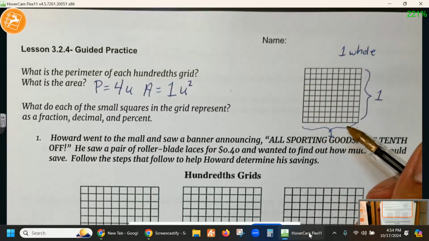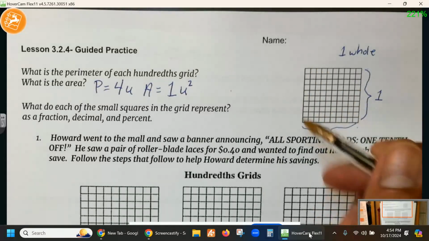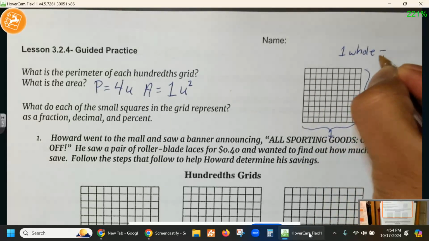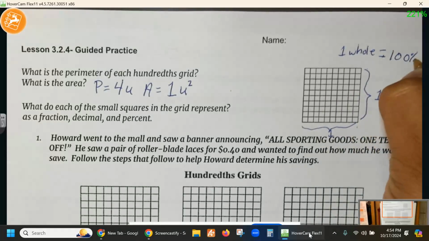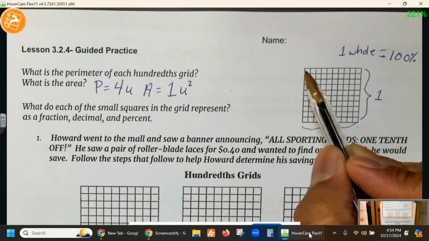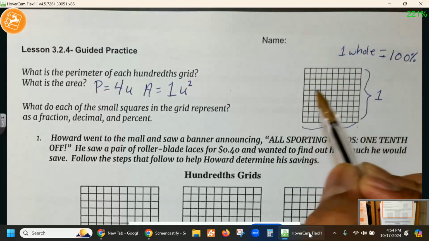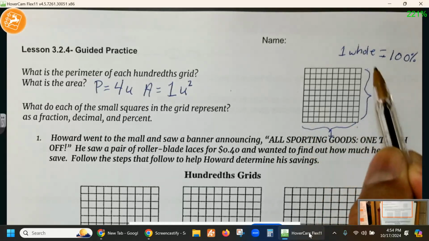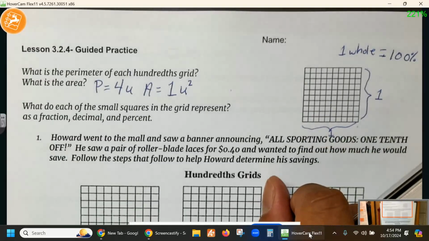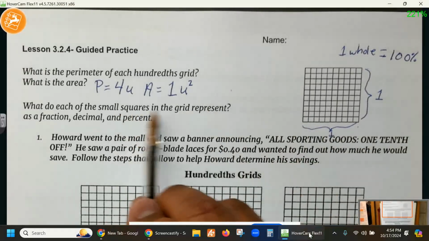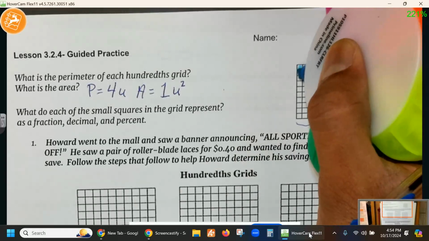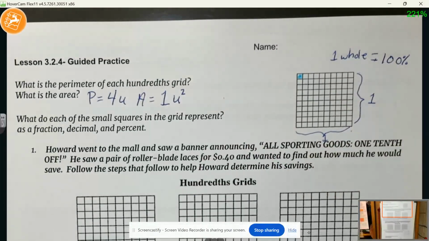Another way of looking at it, as a percentage, this 1 whole would be 100%. Right, so 100% of this whole, because if you look at all the squares here, in a hundredths grid, there are 100 squares within that one square. Okay, so in that case, what would each of these little small squares represent here? So this square right here, for example, just this one right here, would represent what?